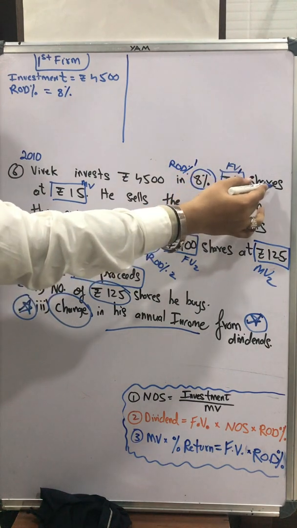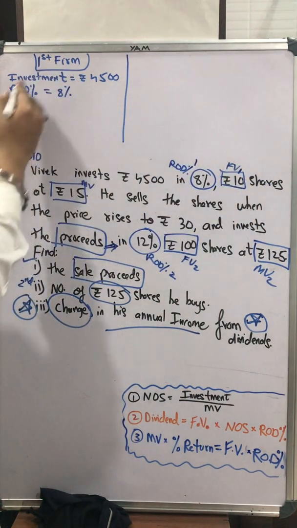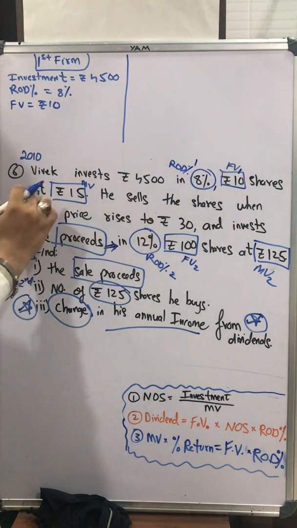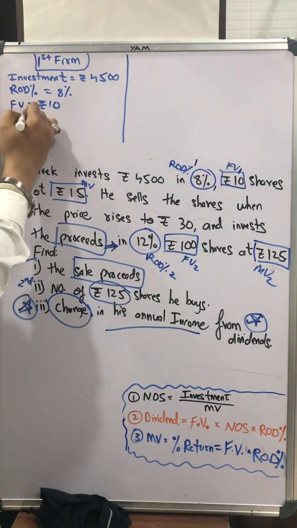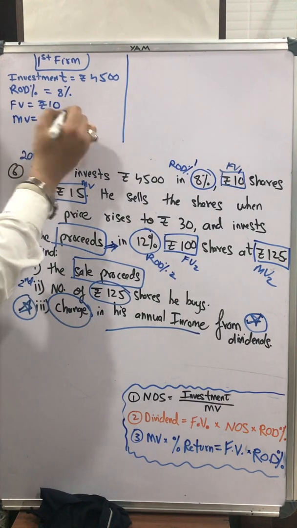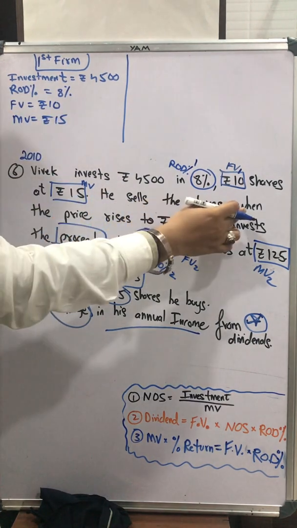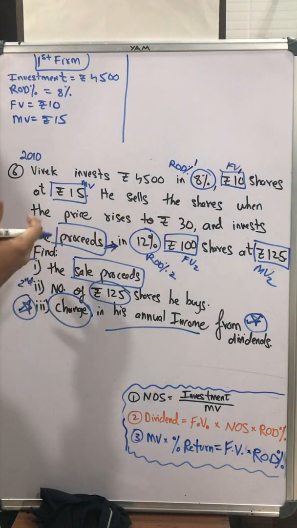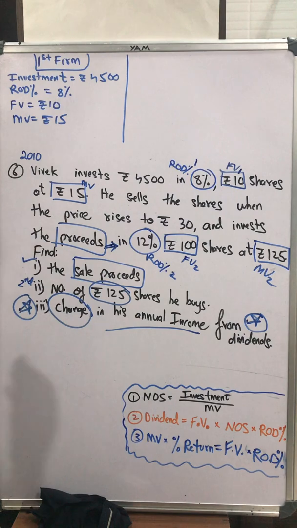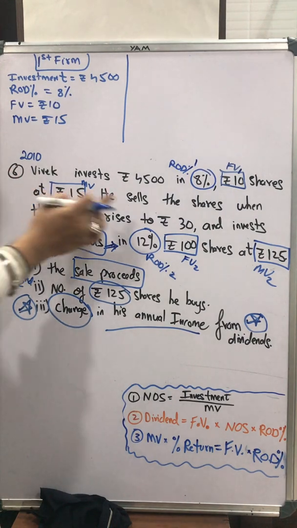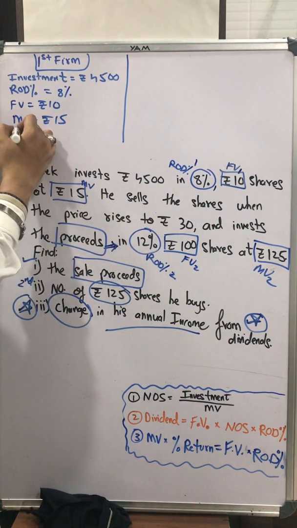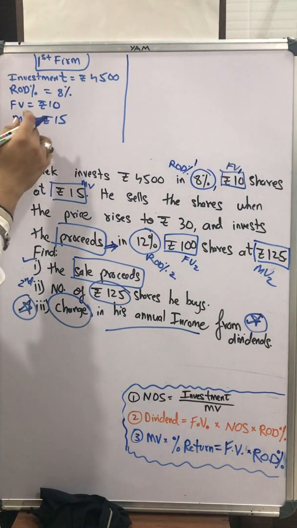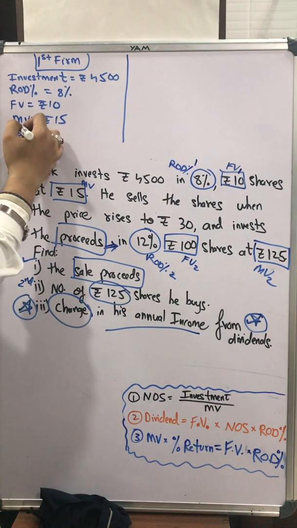Rupees 10 shares. So rupees 10 is the face value of the first firm. Face value of the first firm is rupees 10. At rupees 15, so market value of the first firm is rupees 15. He sells the shares when the price rises to rupees 30. So at what price is he selling off his shares? When the market value changes from 15 to 30, I will write here selling price. Selling price or sold above shares.